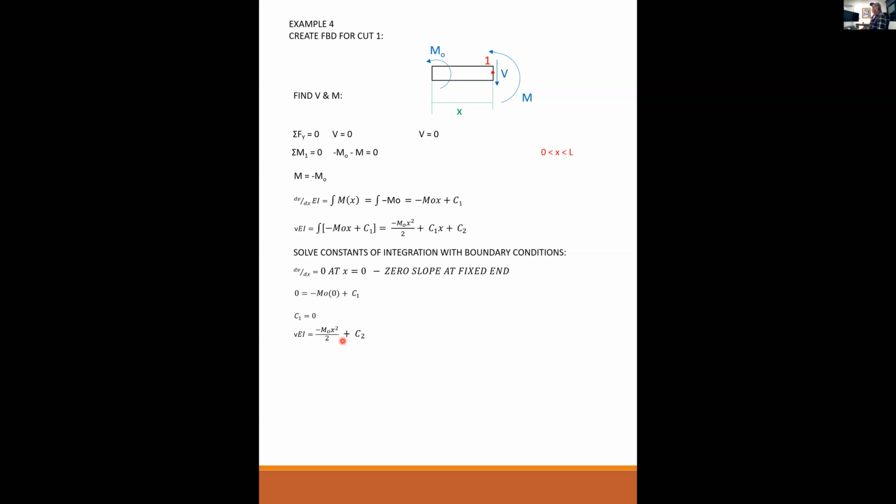Now, where on the span do we know something about the deflection? At x equals 0, v equals 0. That is right. So we plug that in: v equals 0 at x equals 0, and I get 0 is equal to 0 plus C2. Therefore, C2 is also equal to 0. And so this cleans up nicely. We end up with v, the deflection, equal to 1 over EI times minus M naught x squared over 2. This is the general equation, valid anywhere on the span. And again, you notice that if I plug in x equal to 0, my deflection is equal to 0.